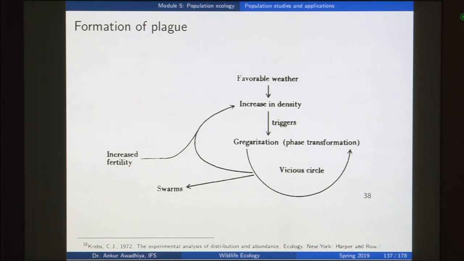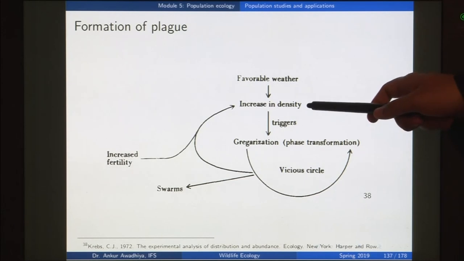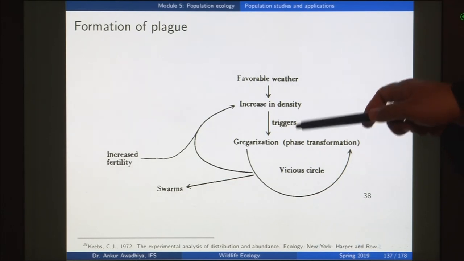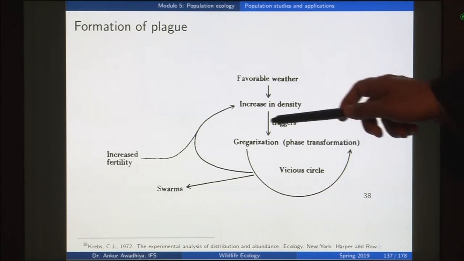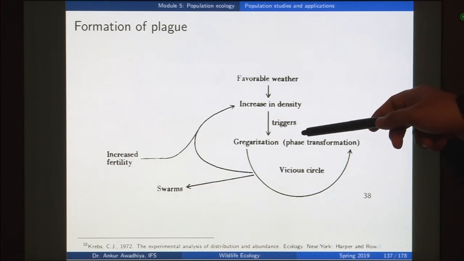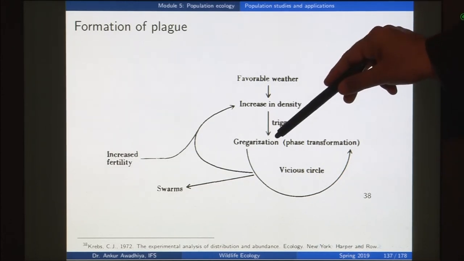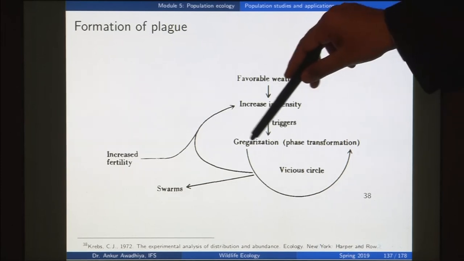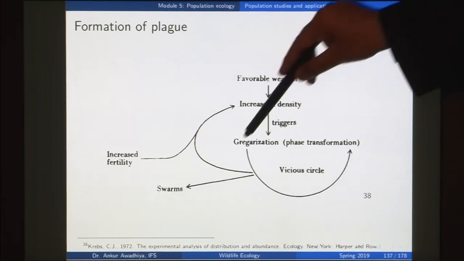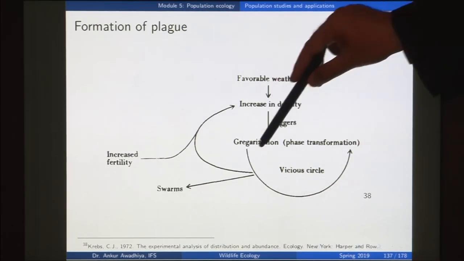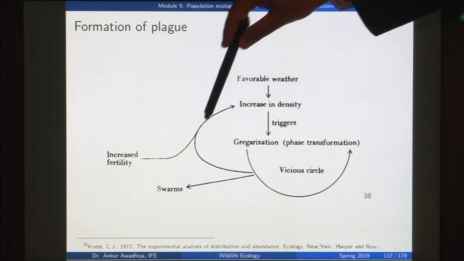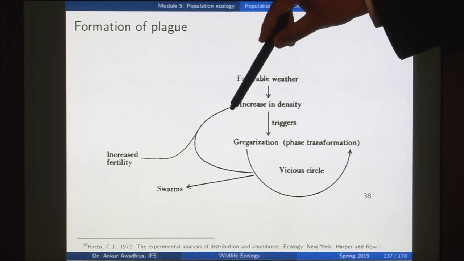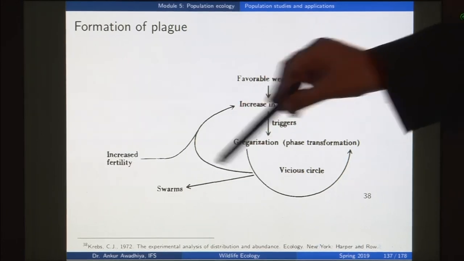So then we come to this particular model. You have a favorable weather which increases the density, which further triggers the gregarization phase. So the solitary locusts are converting into gregarious locusts. Once that happens, you have a vicious cycle in which gregariousness increases gregariousness even further. It leads to increased fertility. You have an even greater increase in density. It is forming swarms and going out.